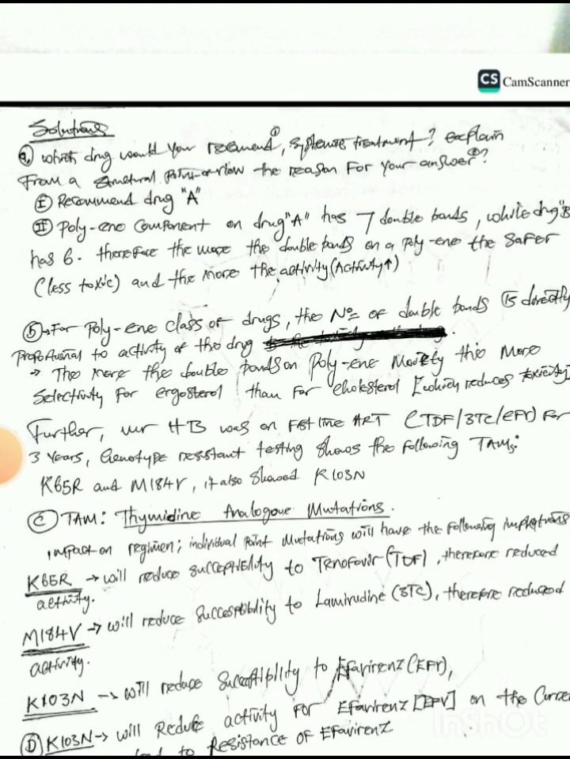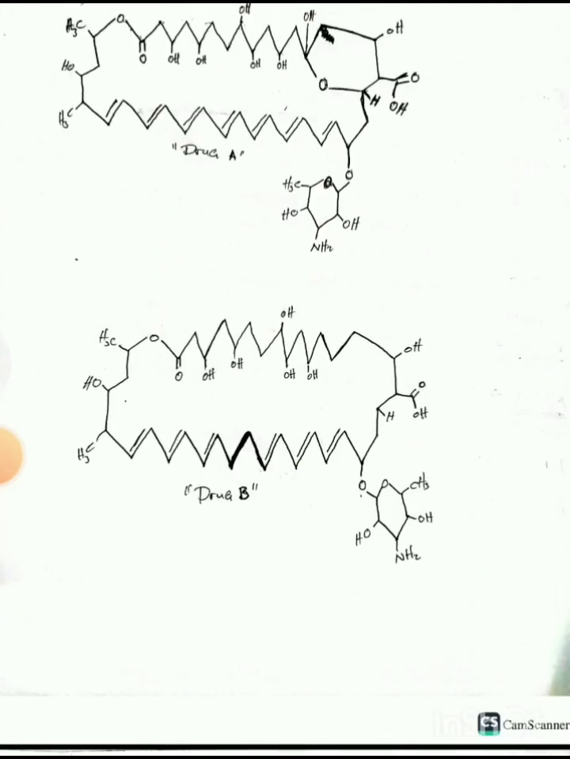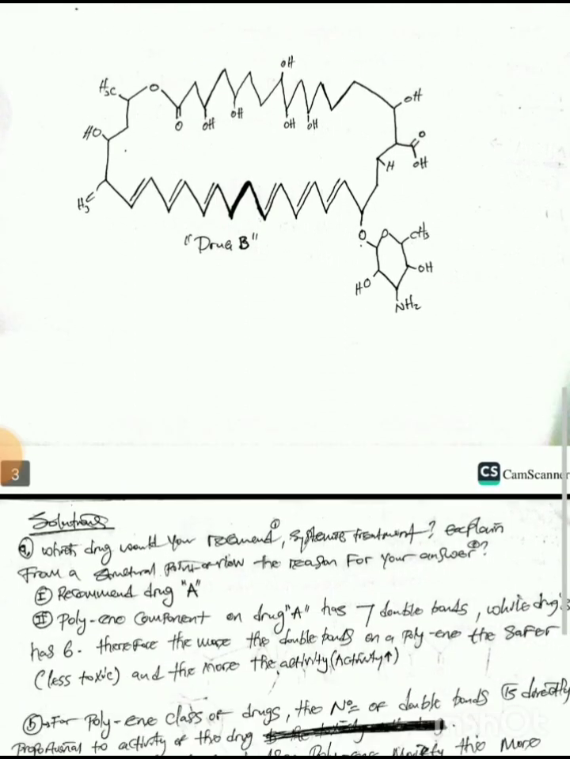Which drug would you recommend for systemic treatment? So for Mr. HB's systemic treatment, between the two drugs, first of all, these are polyene antibiotics, so we would want to consider the polyene component, and from the analysis here, we would consider drug A as the recommended drug for the systemic treatment. Explain from a structural point of view the reason for your answer above.